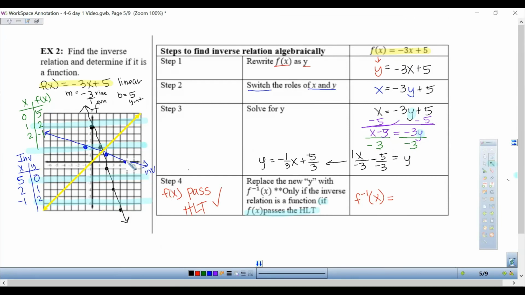Because remember, the original line, the black one, passed the horizontal line test, the linear function passed the horizontal line test, I'm allowed to change my y to f inverse. So I'm going to rewrite it as f inverse of x equals negative 1/3 x plus 5/3. And that is the answer to this problem. So that is an inverse. That is my inverse function. Okay, so let's look at the square root function.